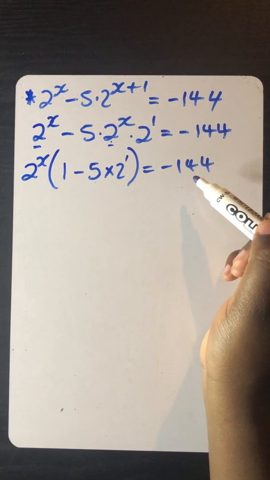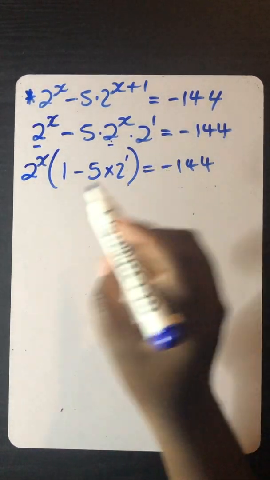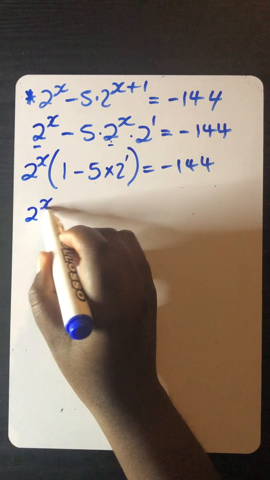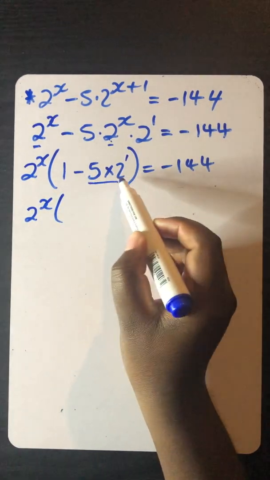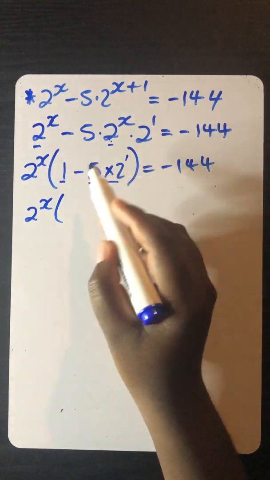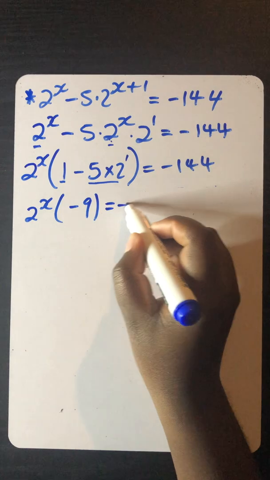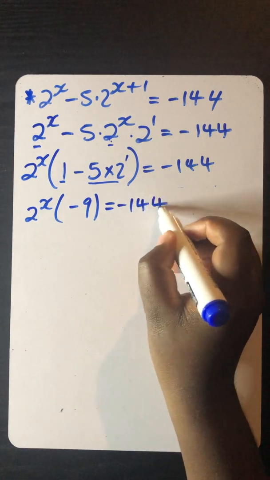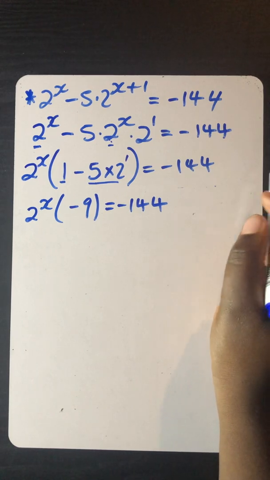So you just took out that as common factor. Okay, why did you have to take out that as common factor? Because you wanted to work out this. Remember this is 10, so it's more like 1 minus 10. It gives you negative 9, still equated to negative 144. Ladies and gentlemen, I hope you fully understand that part.